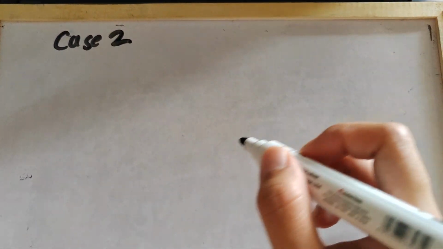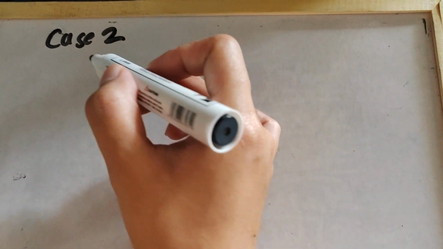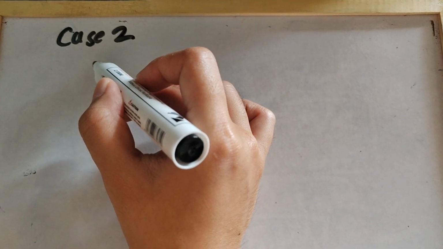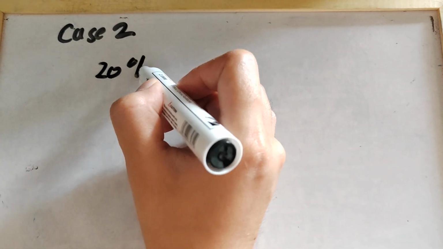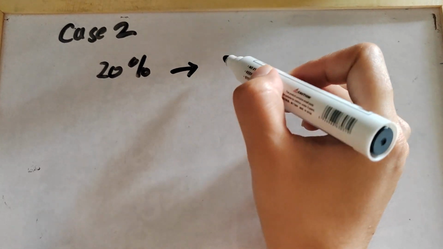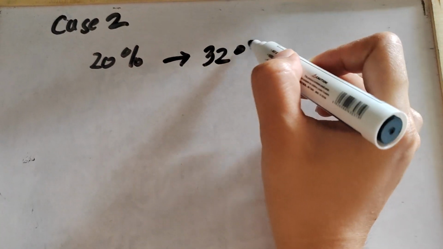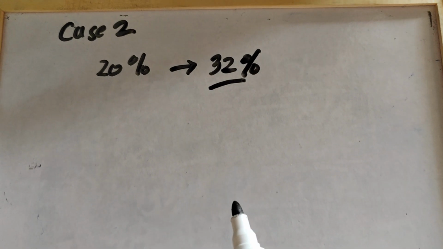Case 2. For case 2, earlier we looked at hemoglobin. Now let's look at hematocrit. Hematocrit is our given. For example, initially the patient's hematocrit is 20%. We want it to be at least normal, so let's make it 32%. This is our goal, 32%.